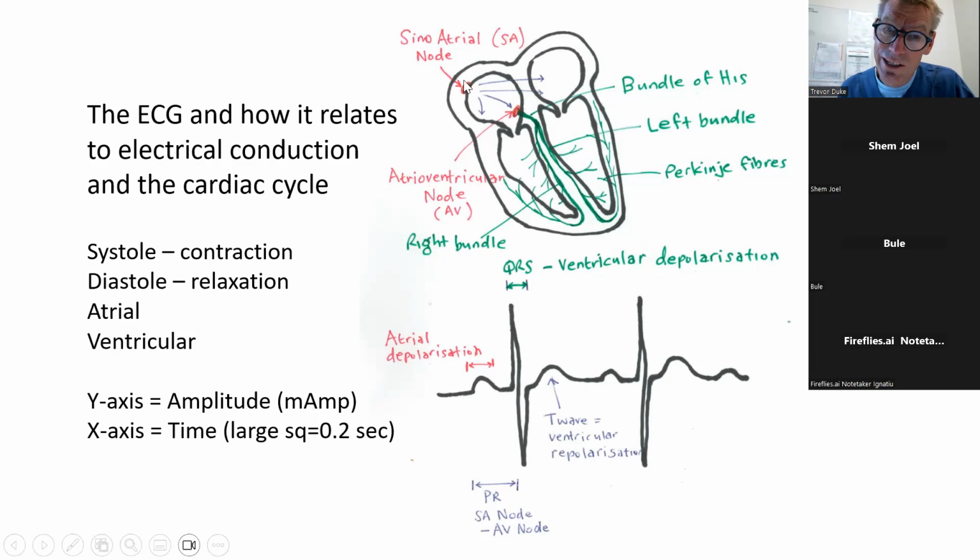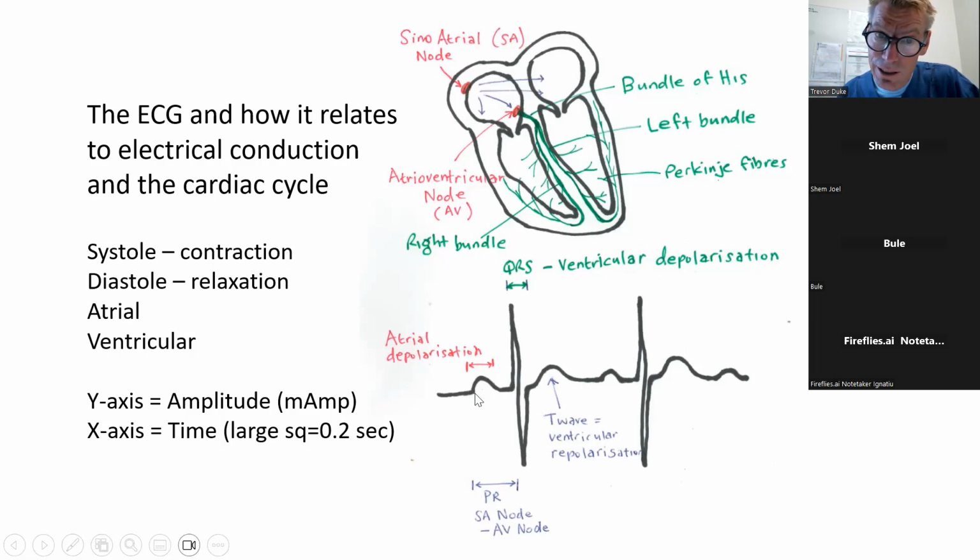So you all know that the ECG starts at the pacemaker fibers in the sinoatrial node, which is up in the right atrium. That initiates the P wave, so here you've got atrial depolarization. Atrial depolarization means a positive conduction of electrical activity through that part of the heart. It begins at the sinoatrial node, and then the electrical activity transfers across to the left atrium and down to the atrioventricular node.